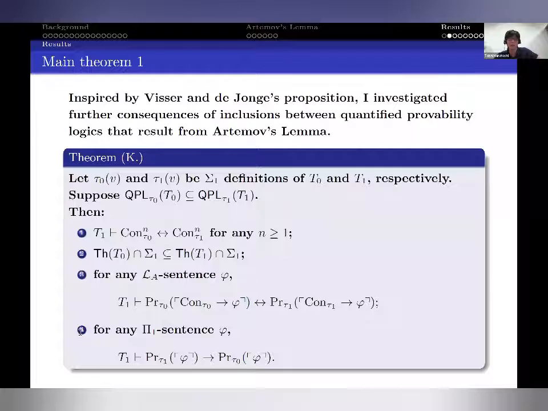And the last statement says that for any pi1 sentence phi, T1 proves that the tau 1 probability of phi implies the tau 0 probability of phi. So if one of these statements does not hold for T0 and T1, then the inclusion does not hold.